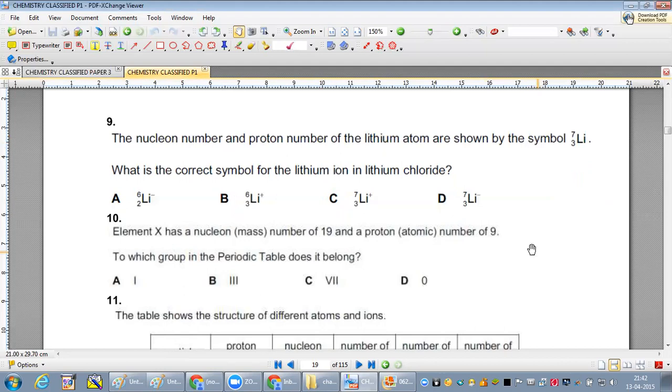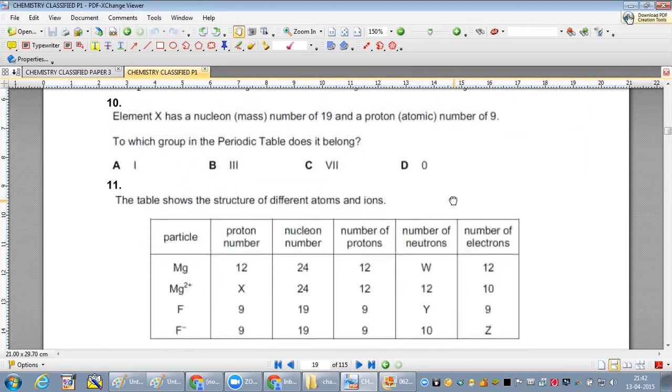Question number 10. Element X has a nucleon number, that is mass number, of 19, and proton number of 9, that is atomic number is 9. To which group in the periodic table does it belong?